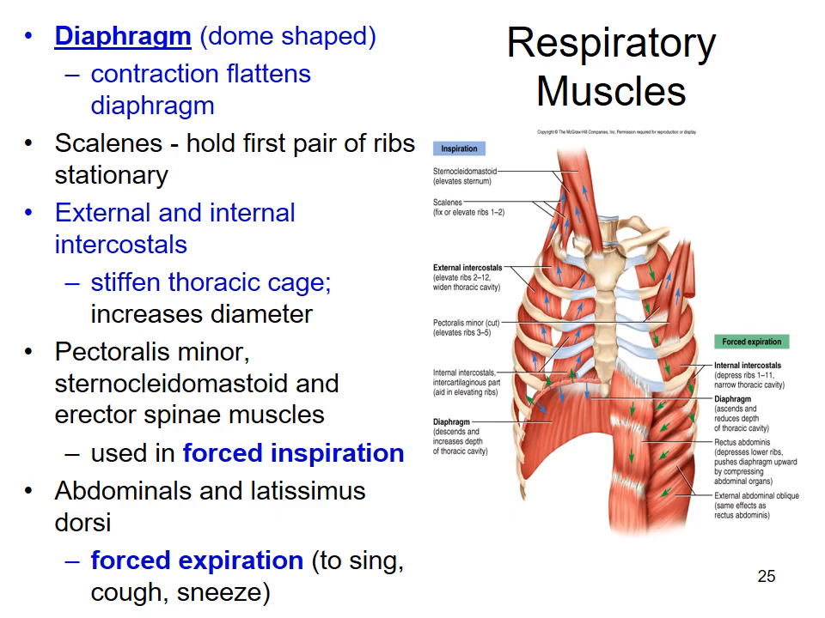If we're going to do a forced expiration, so I'm going to ask you to do things like screaming or coughing or sneezing or just forcefully exhaling, then we're going to also have to go ahead and recruit our abdominis and our latissimus dorsi muscle. So we're going to use more muscles depending on if we're doing a quiet or a forced breathing pattern.